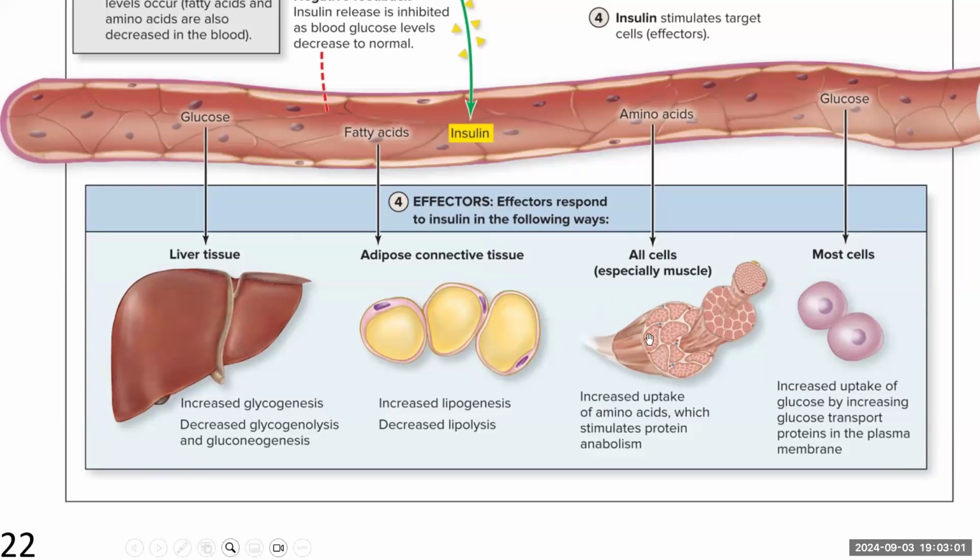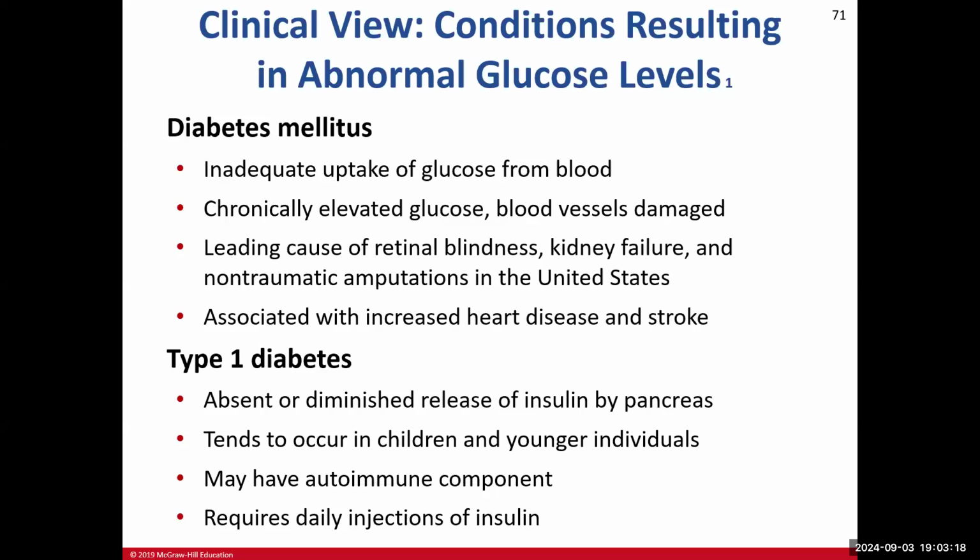And then all your cells are going to increase uptake, especially of amino acids, specifically for protein synthesis. And then also, proteins are going to help us make more channels to get more glucose. So keep that in mind when we're looking at glucose, especially in this chapter.